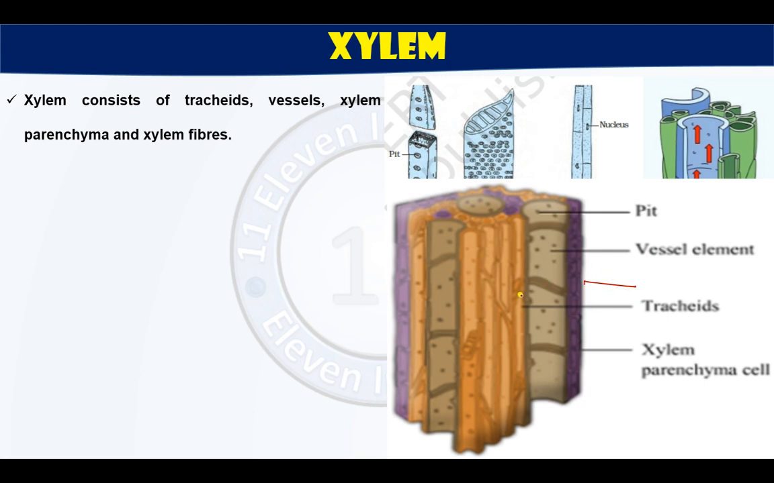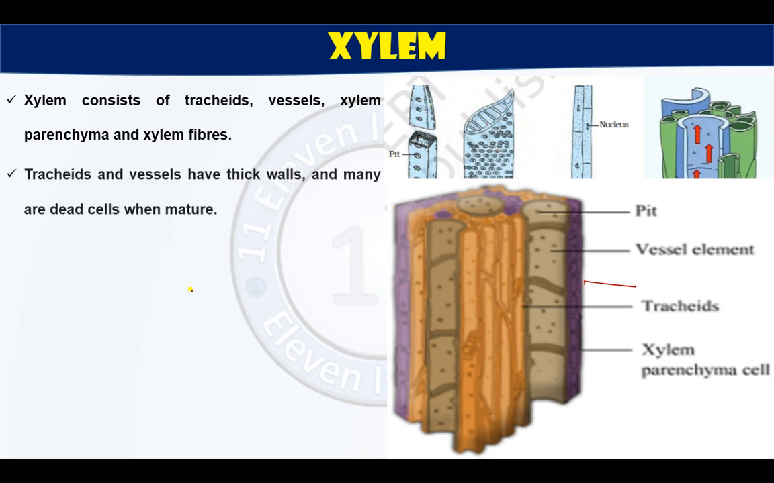This is vessel, these are tracheids, and this is xylem parenchyma. You can see it is used to fill spaces or to store food. These are vessels and these are tracheids, and they will have pits and perforations. Like this, there are pits and perforations for transport of water.